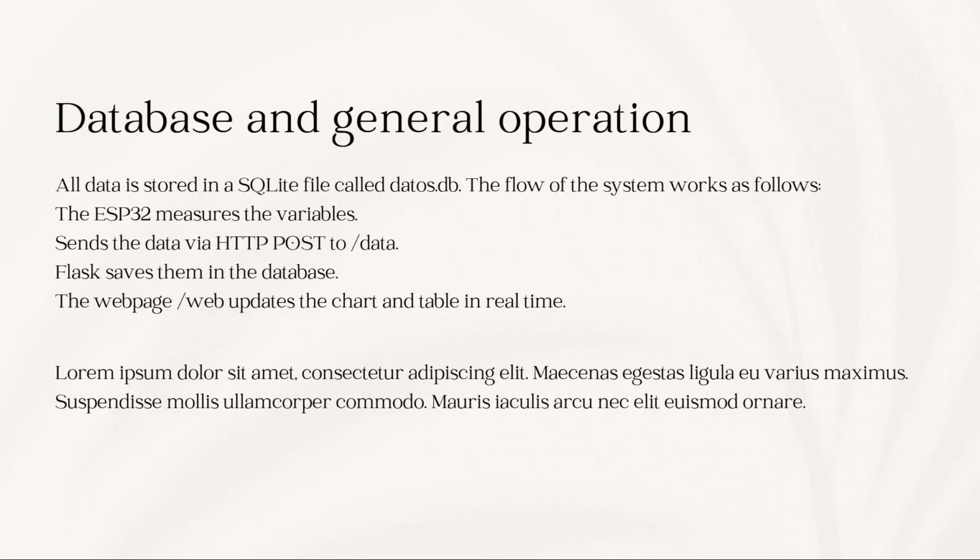The data is stored in a SQLite file called datos.db. Each time the ESP32 sends a reading, the server saves it and the web page presents it automatically. The overall flow is simple. The ESP32 measures and sends the data to the server. Flask saves it in the database, and the web displays it in real time.